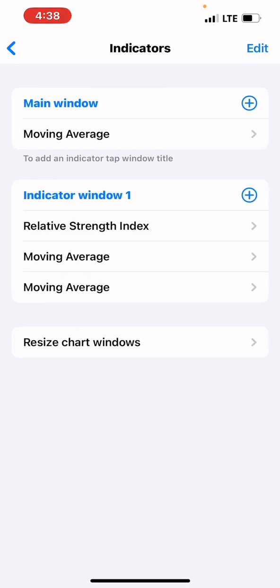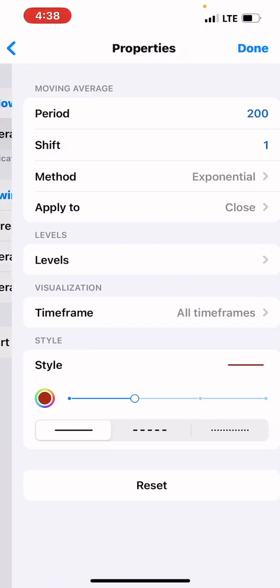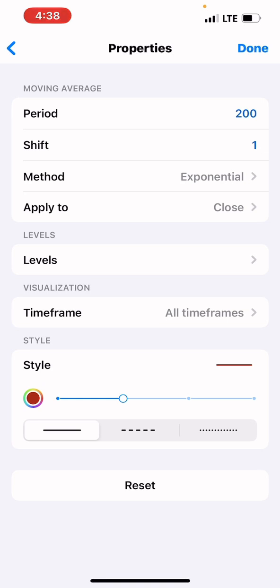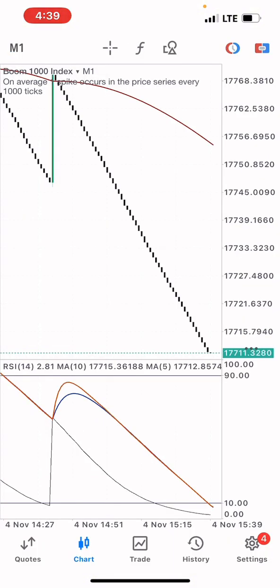So the first thing we need is the moving average on our main chart, right? We want to see a moving average of period 200, right? So this is the moving average, exponential moving average, period 200, shift 0, method exponential, apply to close. Levels are not needed, so you skip. And then for your style, you can choose whatever color you want, but make sure it is visible on your chart. All right, and then click done when you're done with that.